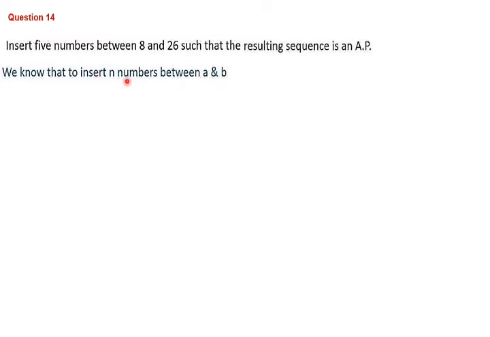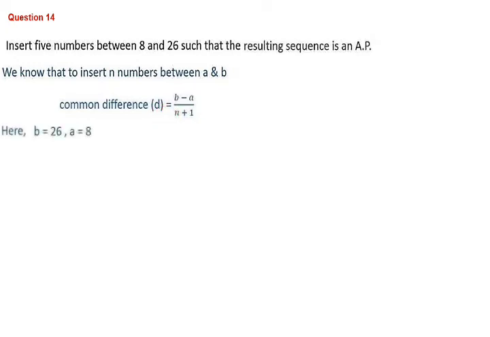So we know that to insert n numbers between A and B, any number if you want to insert between two numbers and to create an AP, we need a common difference. So for that only we have used the formula here. Common difference D is equal to (B minus A) divided by (n plus 1). B minus A means second number minus the first number, divided by n plus 1. n means how many numbers we want to put. This is the common difference. If we have the common difference, we will be able to form the AP.